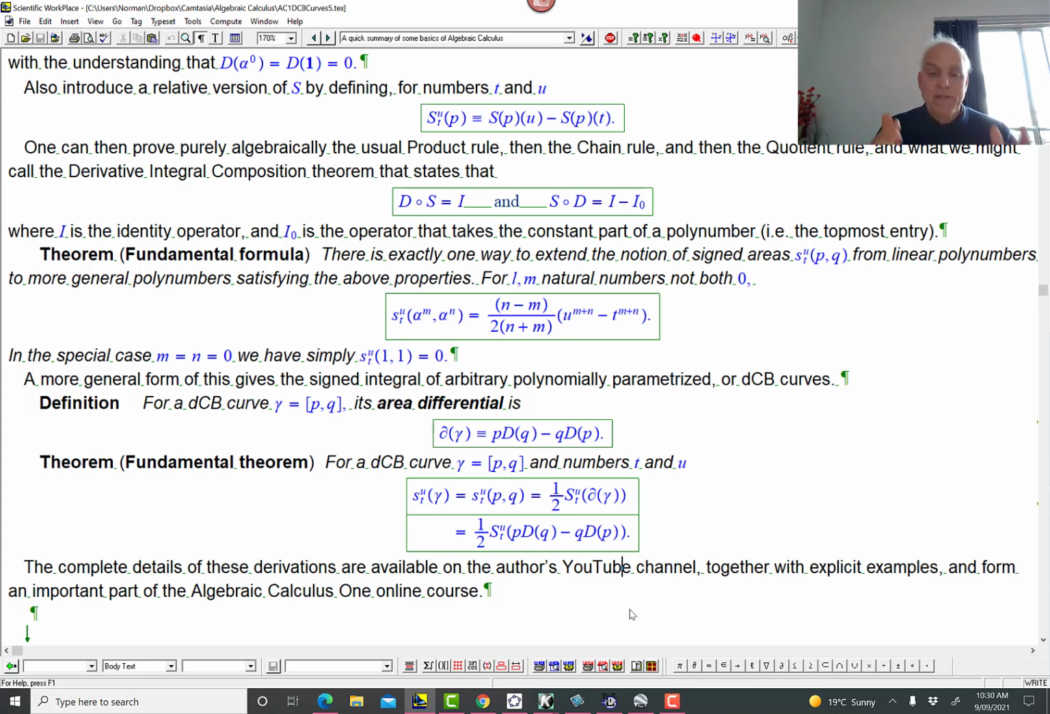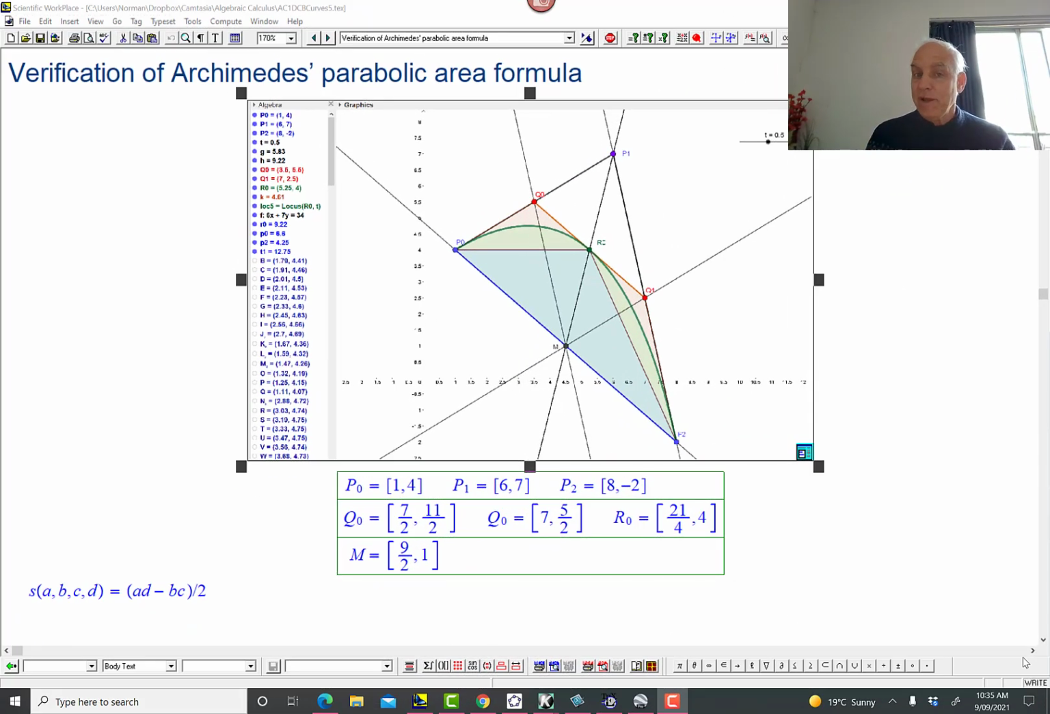Okay, we have very explicit formulas, and now we can apply these formulas, and I'm going to show you how to apply them to verify Archimedes' parabolic area formula in the special case that we started out looking at. All right, now let's put the algebraic calculus to work to verify Archimedes' parabolic area formula in this specific example. Okay, so here are the points P0, P1, P2, the control points. Here is this point R0, which is the apex of this triangle that we're interested in. And here's that parabolic arc.